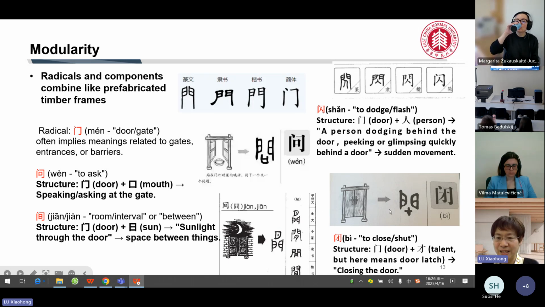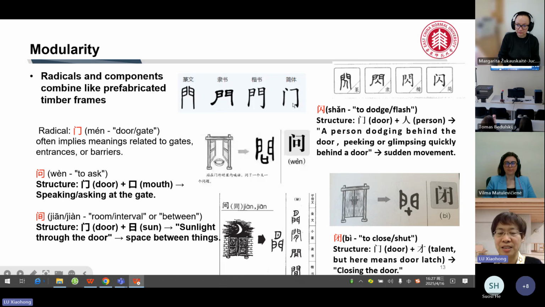And here you can guess the meaning. Here is a door. Here is a latch. When the door has the latch, it means it is closed. So here we have the word close, 闭, it means the door is shut. So door, and then plus 才. Actually, 才 here means the door latch. So it means close the door.